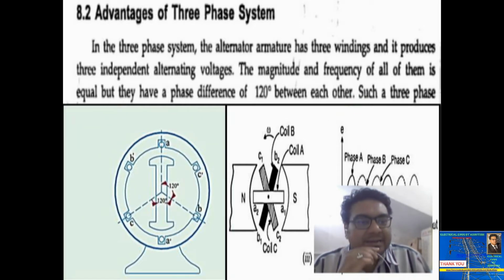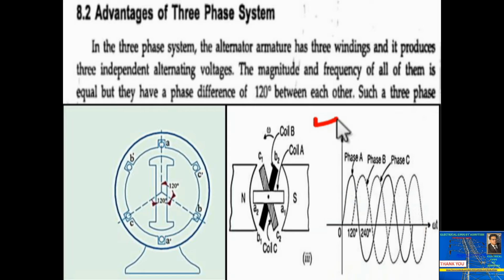And in the second diagram, at the right side, the magnets are static. This is the north magnet, this is the south magnet. So the magnets are static, and there are three coils: A1, A2, then B1, B2 as the second coil, and C1, C2 as the third coil. Here too, these three coils are placed at a 120-degree phase difference between each other.